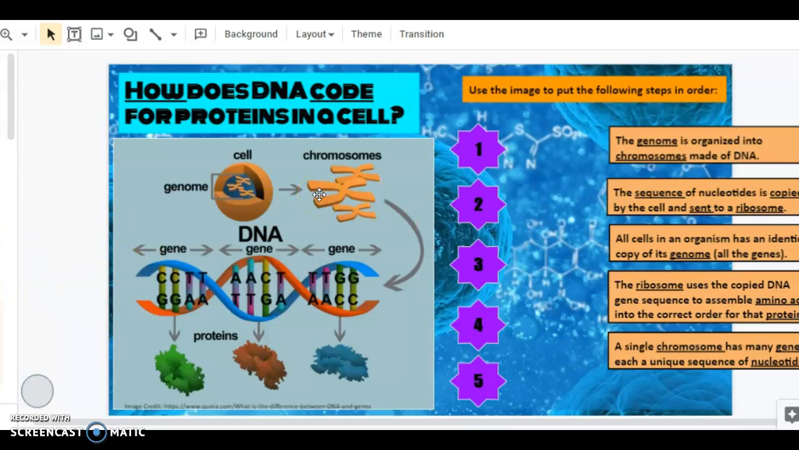But how does that work? How does DNA code for proteins in a cell? We're going to spend a little bit of time on that, but for today, just an overview.